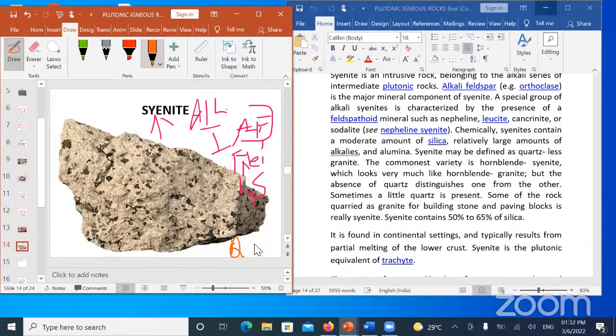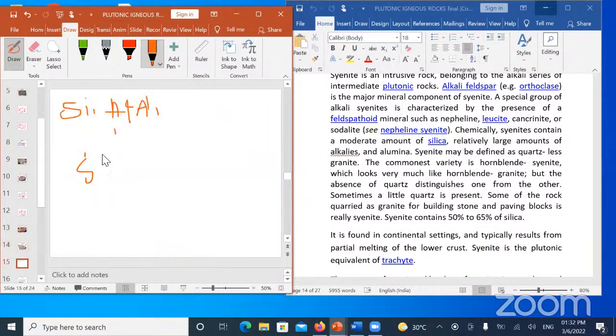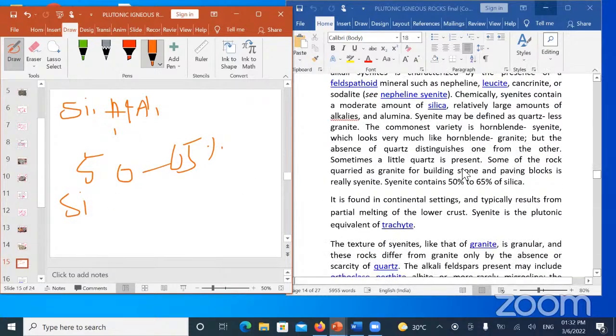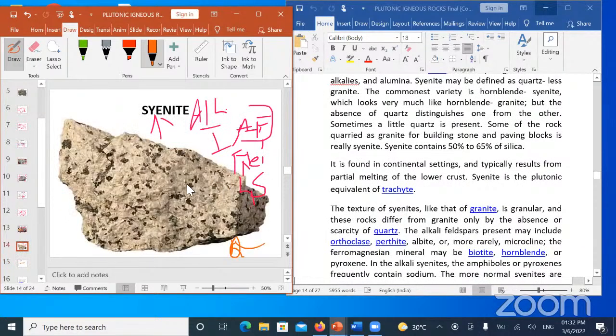Sometimes a little quartz is present in syenite. Some of the rock quarried as granite for building stones and paving blocks is really syenite. Syenite contains 50 to 65% of silica. It is found in continental settings and typically results from the partial melting of the lower crust. Syenite is the plutonic equivalent of trachyte.